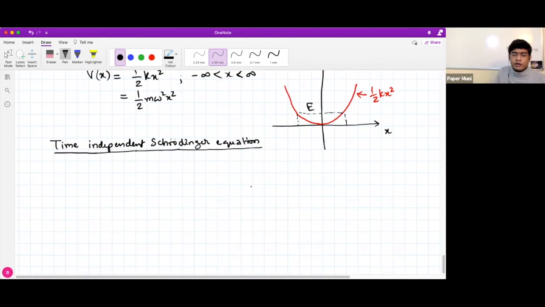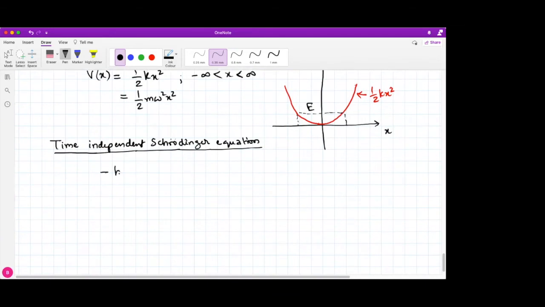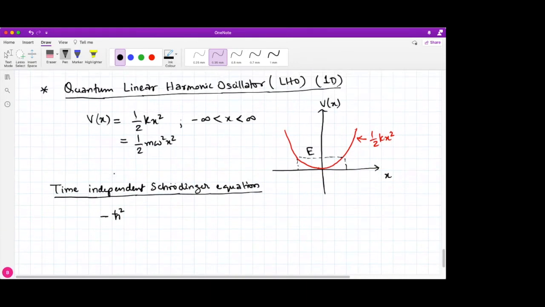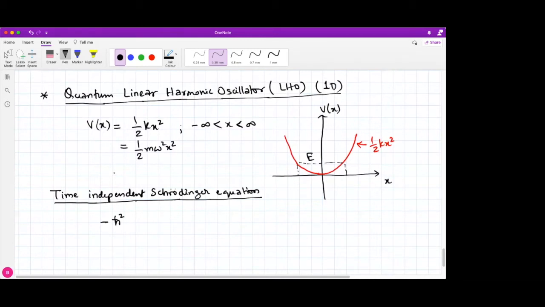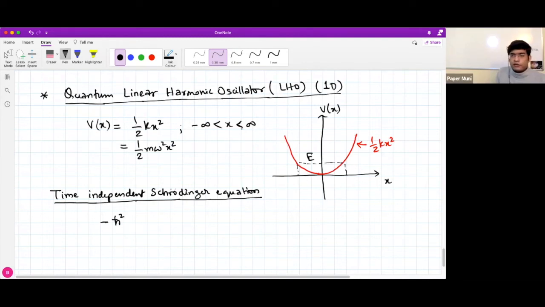Now, if you see this minus, why is the potential extended over minus infinity to plus infinity? That is how it's defined. The space is everywhere. The potential is defined in such a way that it's spread out over the whole space.